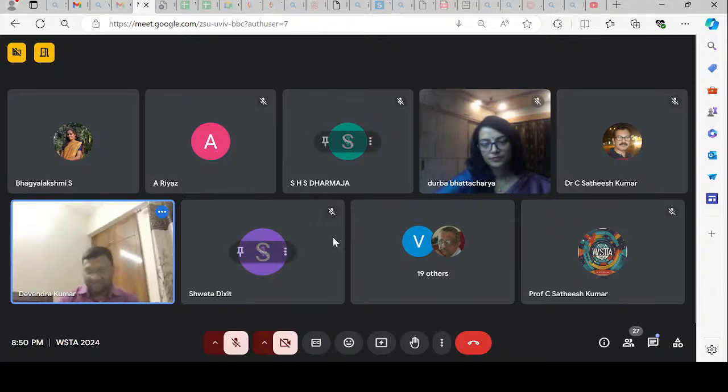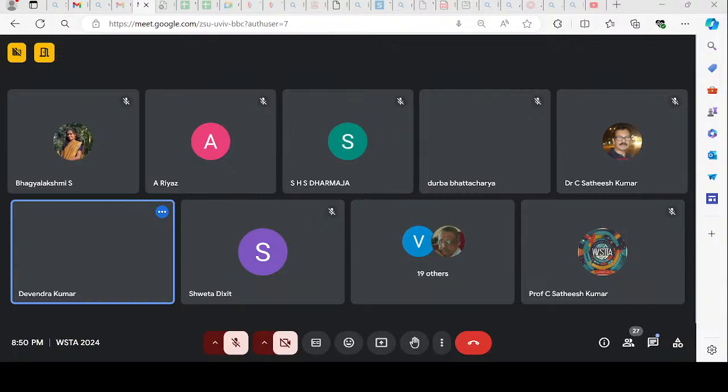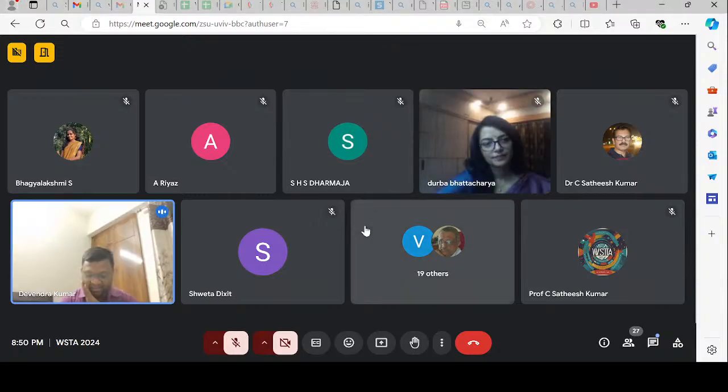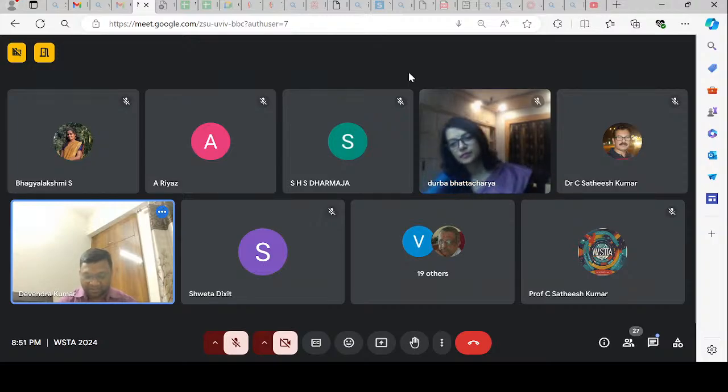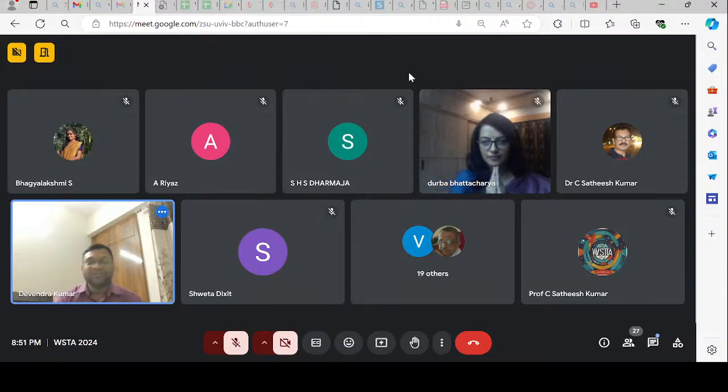Thank you, Bhagyalakshmi. In this session, there are two speakers. The first one is Professor Bhattacharya and the second one is Varun Agrawal. Professor Bhattacharya is from St. Xavier's College, Kolkata, and her title is Bayesian Non-Parametric Development and Applications with a focus on Dirichlet process-based mixture models. So I invite Professor Bhattacharya to deliver her lecture. Over to you, ma'am.